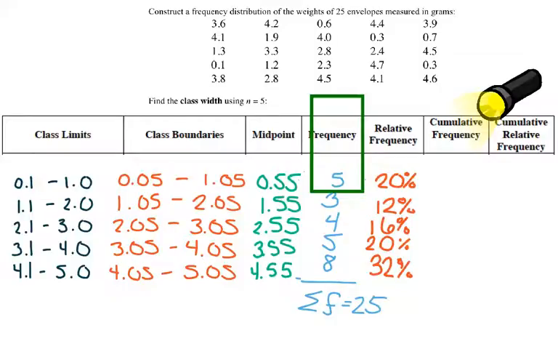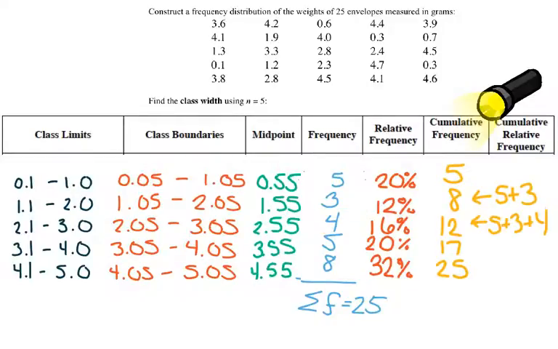It's how many values fall below the upper limit of that class. So how many values fall below 1 in this data set? Well, there's 5 that fall below 1. So my cumulative frequency for the first class is 5. Then for the second class, how many values fall below 2 in this data set? Well, 5 plus 3 is equal to 8.